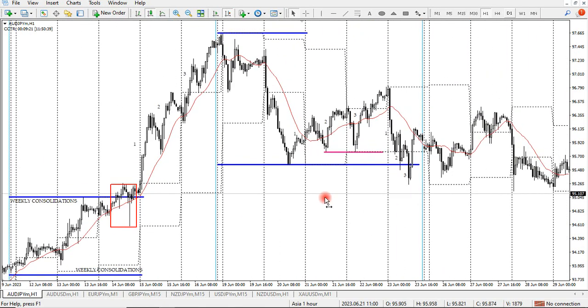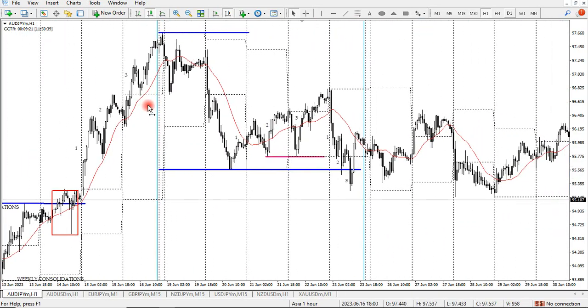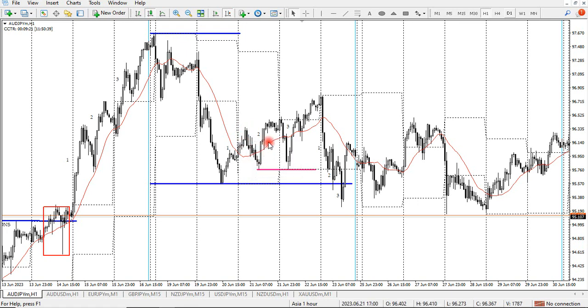But look at the weekly template. You see, it consolidates. It consolidates, breakouts and trend. It consolidates, pullbacks in 3 pushes. Okay, pulls back. This is our pattern. This is our MN whatsoever.